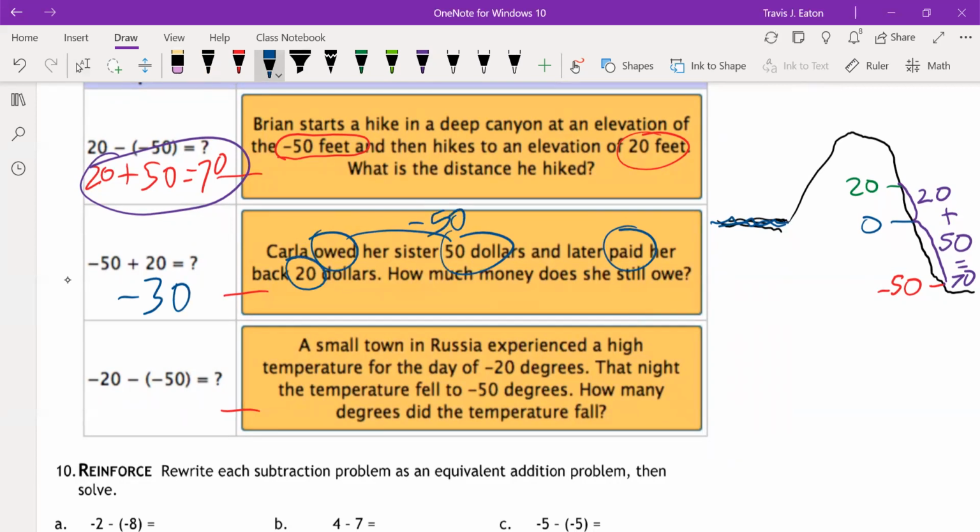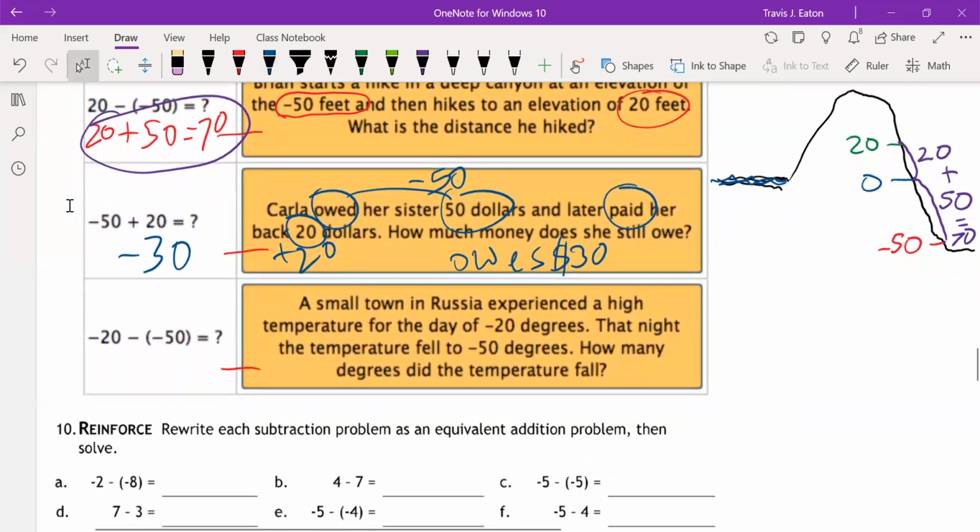And then she added $20 to that because she paid that money back. So then how much does she still owe? What is her financial situation right now? Well, she still owes 30 bucks. Which would look like negative 30. Okay. Well, let's look at this last one.